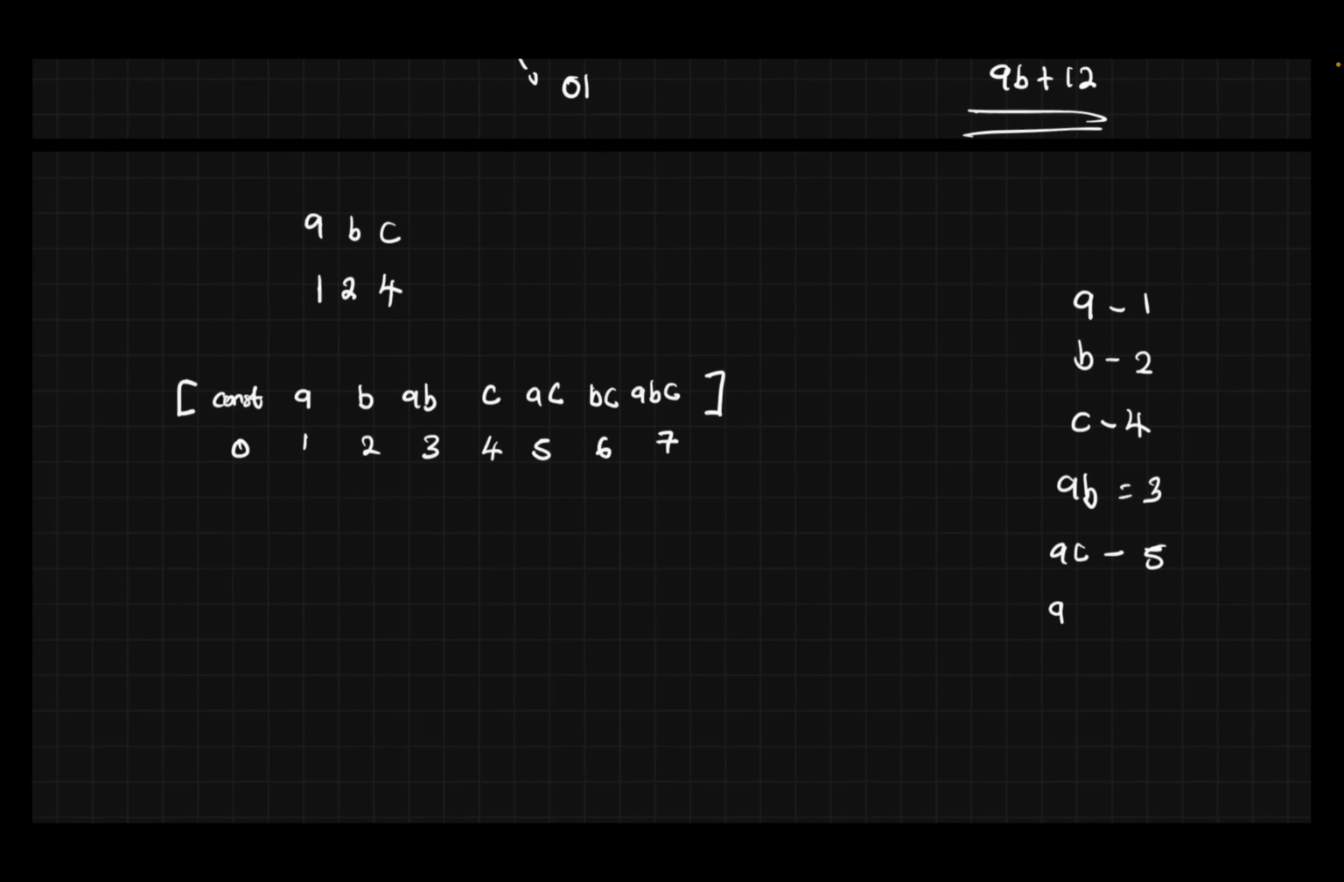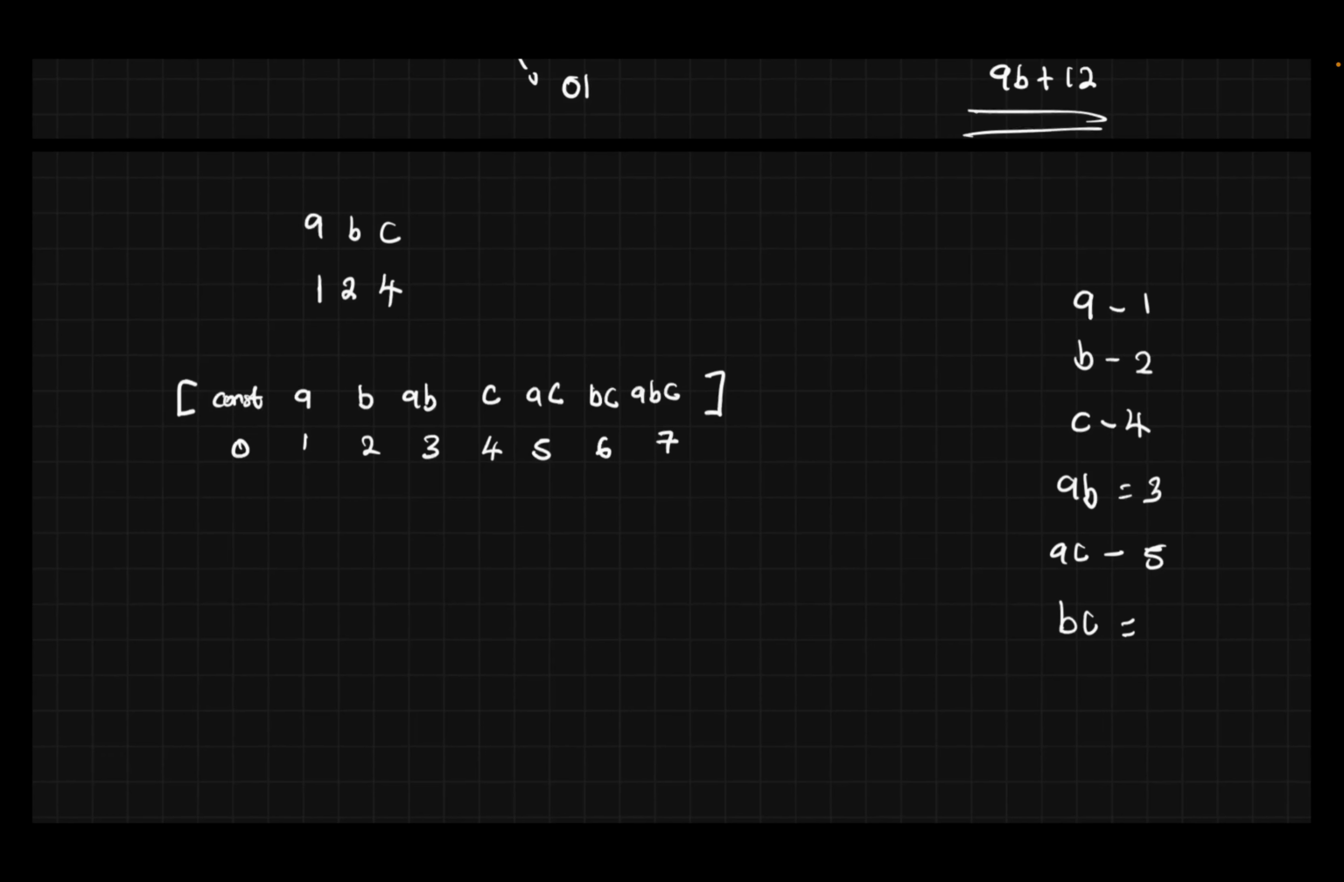Then you do BC, right? What is B? B is 2. What is C? C is 4. So BC is 2 plus 4, that's 6. That's how you know where to put it.